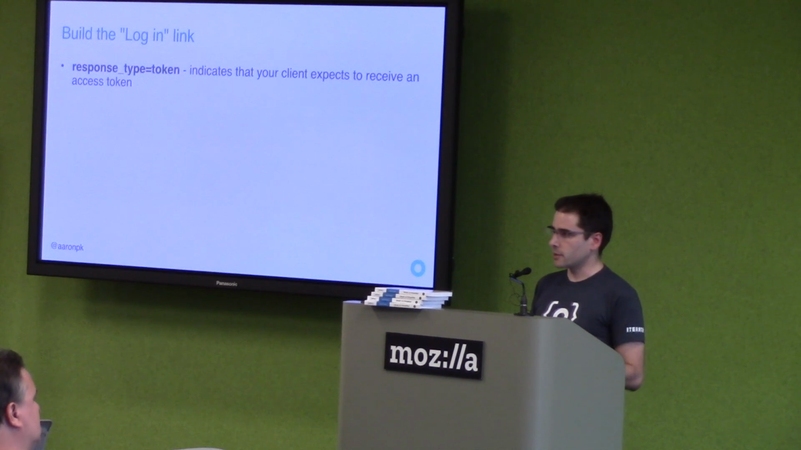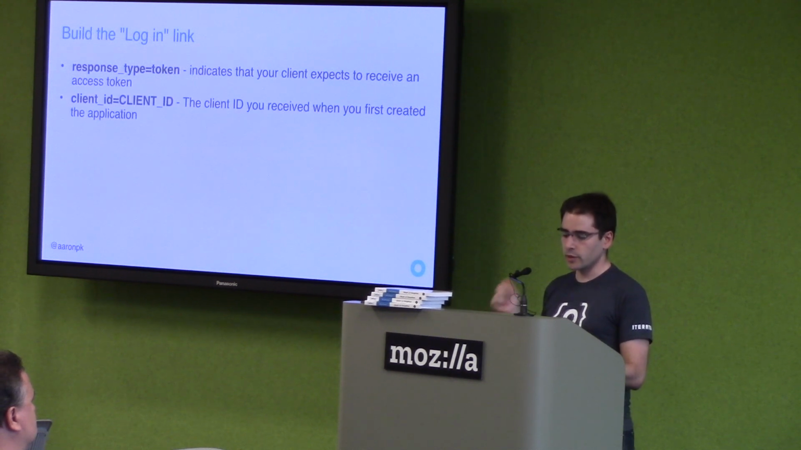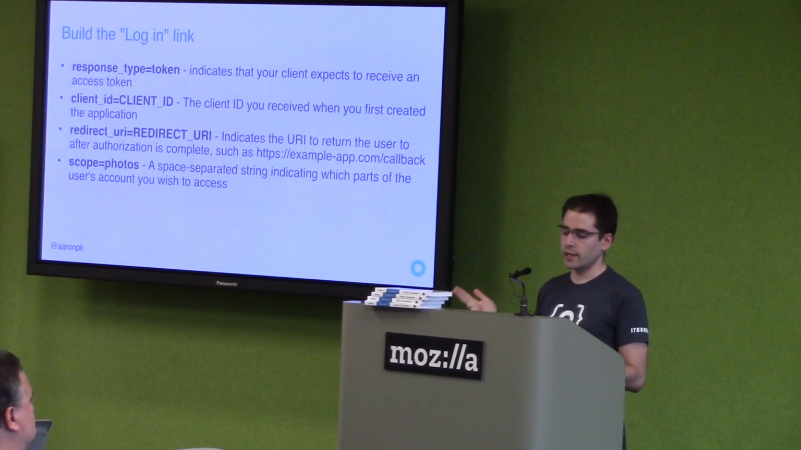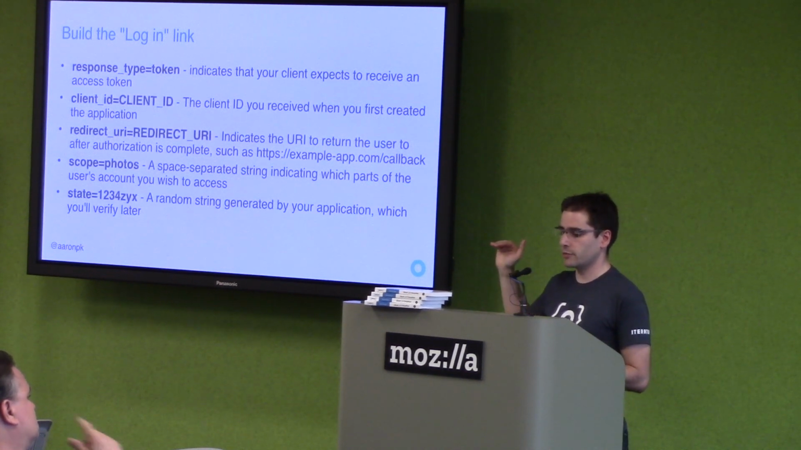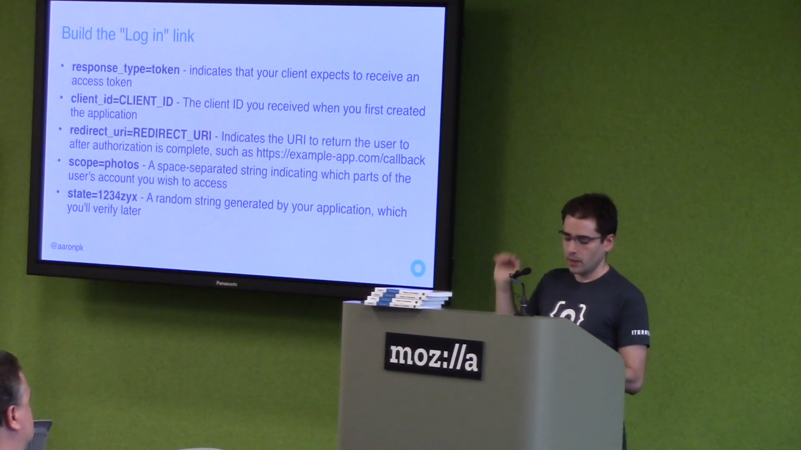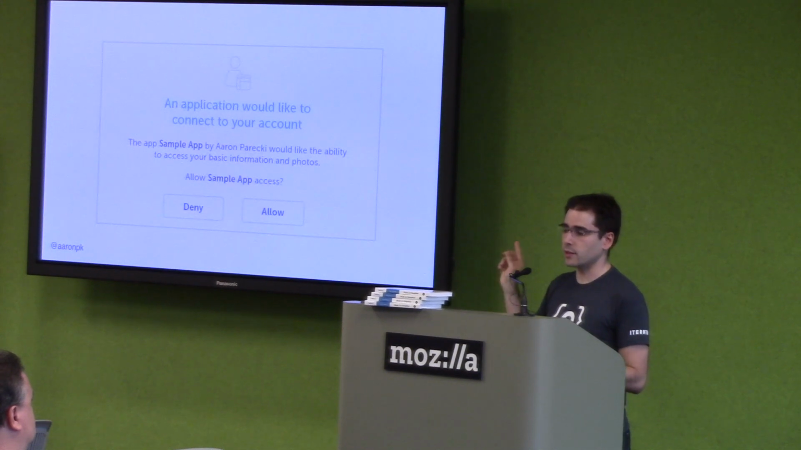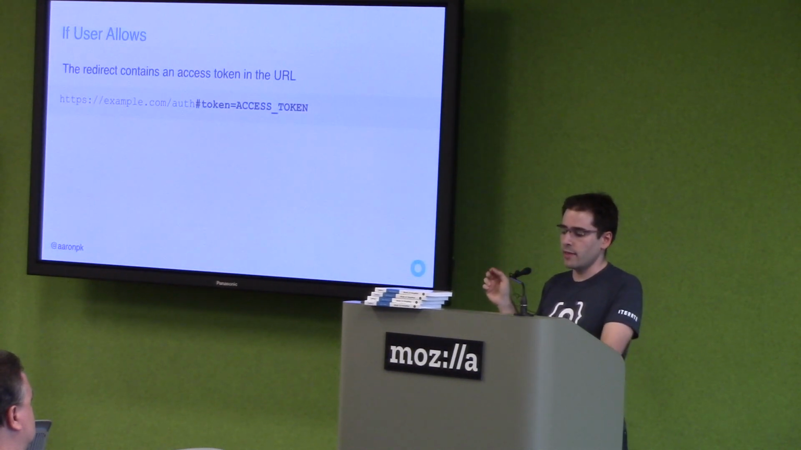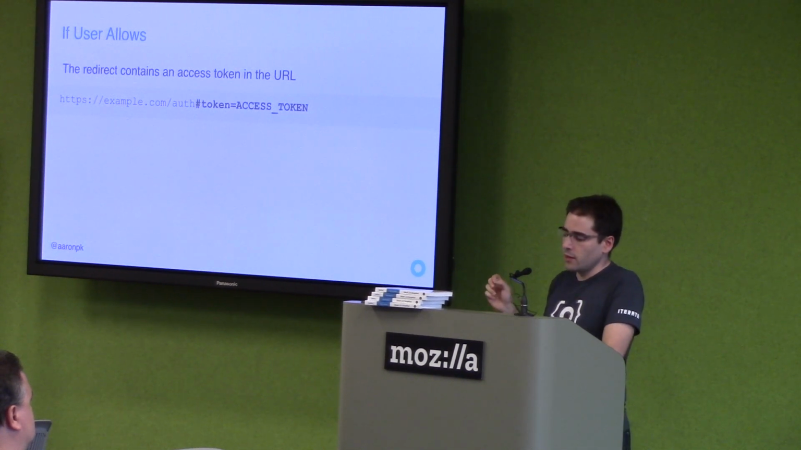It looks very similar to the authorization code flow, but it's actually a lot shorter. We start by saying response type is token. We include the client ID and the redirect URI and the scope and the state. This is all the same as the authorization code flow, except that the response type is token instead of code. Build up this URL. The user clicks it. They will see the prompt like before. And then they'll get redirected back to the application with either the token or the error.